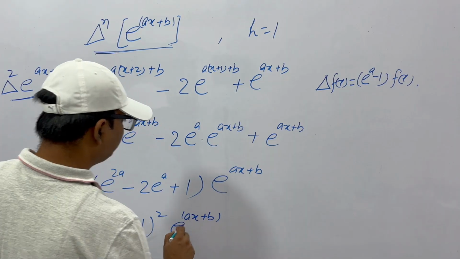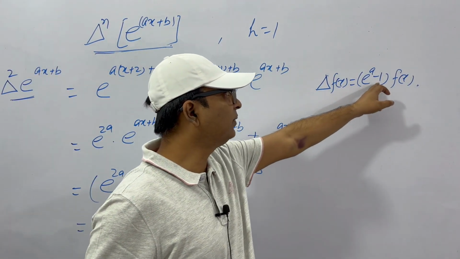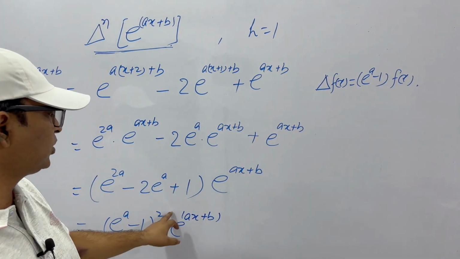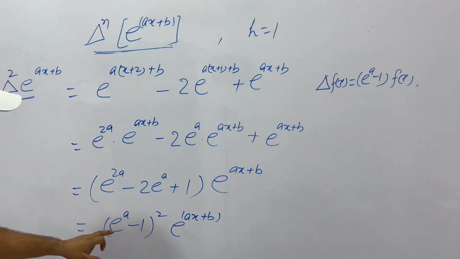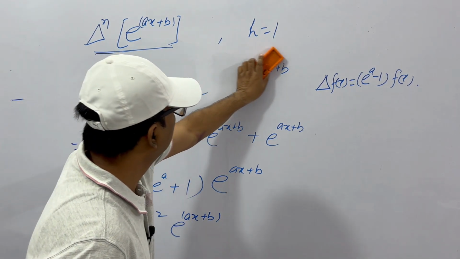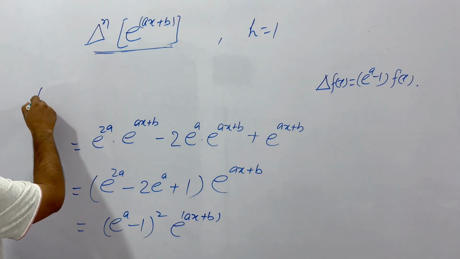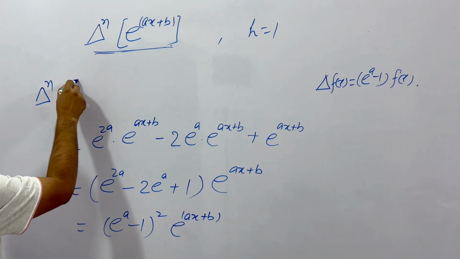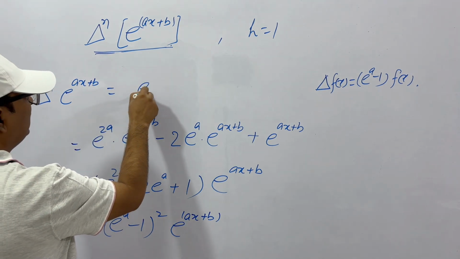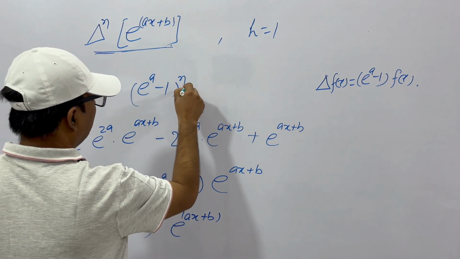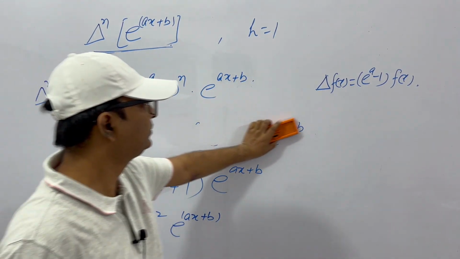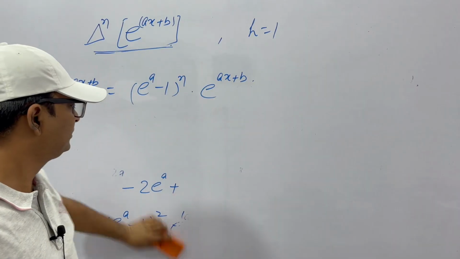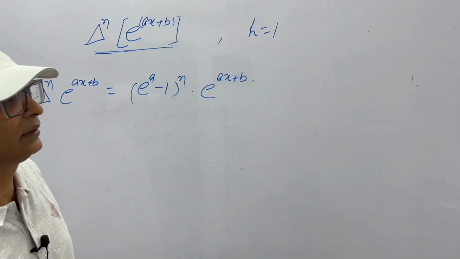So what do we see? The first difference was (e to the power a minus 1) into the function. This is (e to the power a minus 1) square. Therefore, del 3 will be (e to the power a minus 1) cube into this. Del 4 will be (e to the power a minus 1) to the power 4 into this. That is to say, if we go on like this, del n of this function will be nothing but (e to the power a minus 1) to the power n into the function, that is e to the power ax plus b. Clear? This is our result. This we have got by mathematical induction.